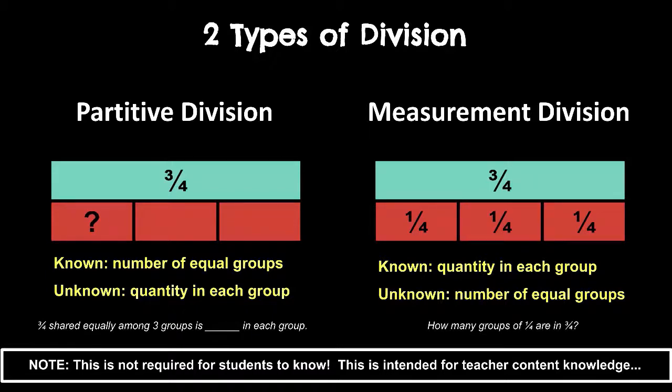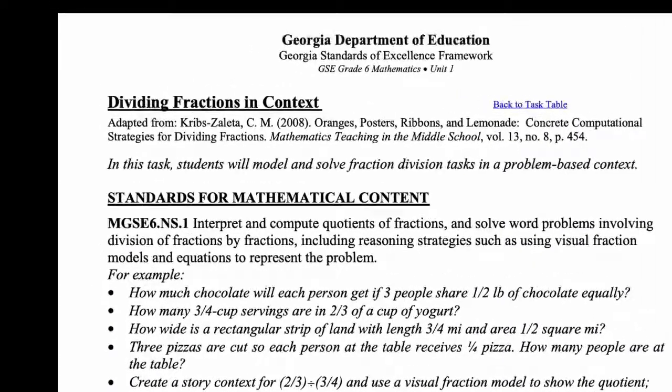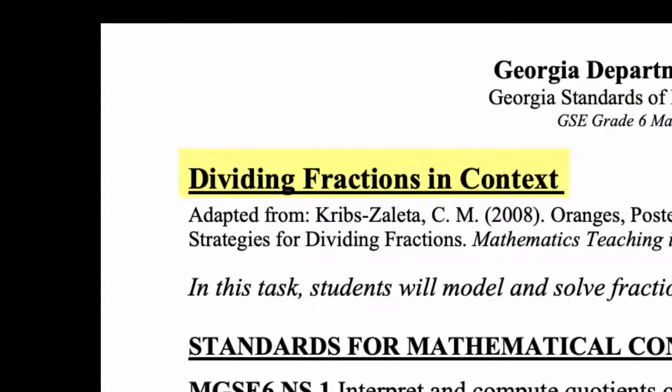As you can probably see, measurement division cases are generally easier for students to conceptualize because with partitive division, sharing an amount equally among a fractional group size, such as 2/3 of a group, is conceptually much more difficult. This is why introductory tasks focused on modeling fraction division typically are within the realm of measurement division because repeated subtraction is much more intuitive to visualize. For more practice with identifying the two types of division, check out the task titled Dividing Fractions in Context. Even if you do not use this task with your students, it will provide good practice for bolstering teacher content knowledge about the two different types of division contexts.